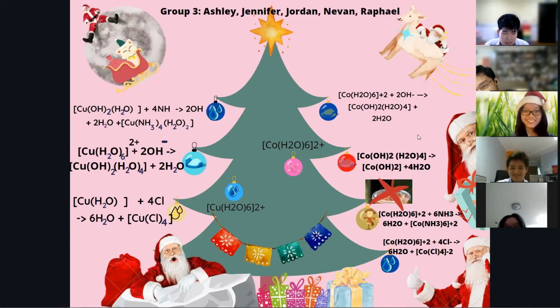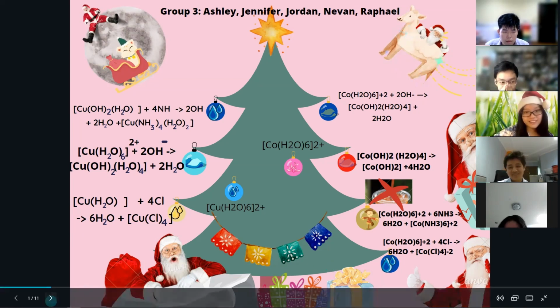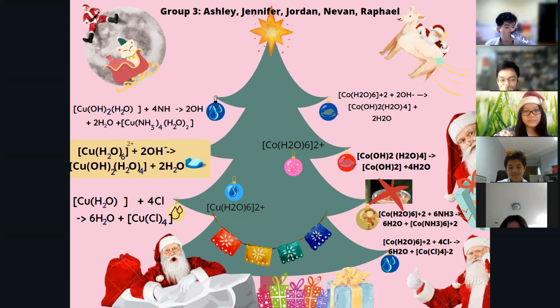OH, a hydroxide. And this is our first substitution, of when Cu(H2O)6 reacts with two hydroxide groups. It will eventually form Cu(OH)2(H2O)4 and two water groups.